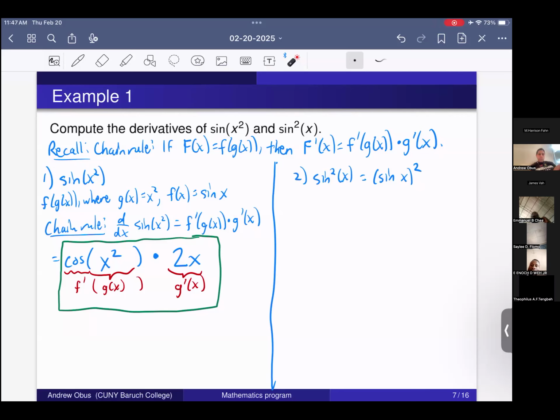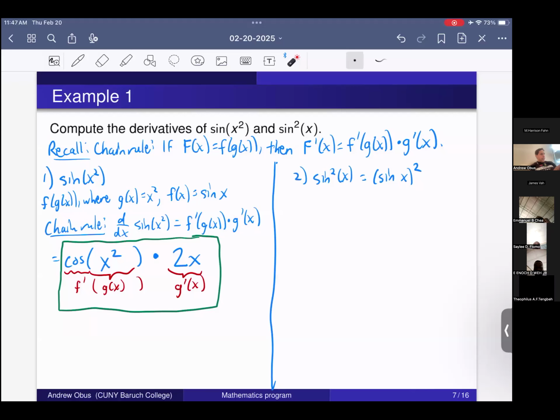Sure. Yeah, because if you have the function equal to sine of x squared, that actually means that you have different functions in there. You have the first function, f of x, which is equal to sine of x. Then you have another function inside, which is the x squared. So you have to differentiate the outside and differentiate the inside part, which is x squared.